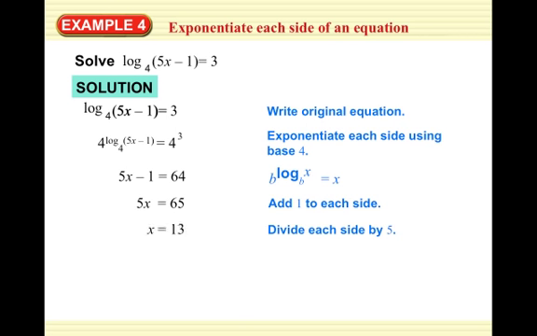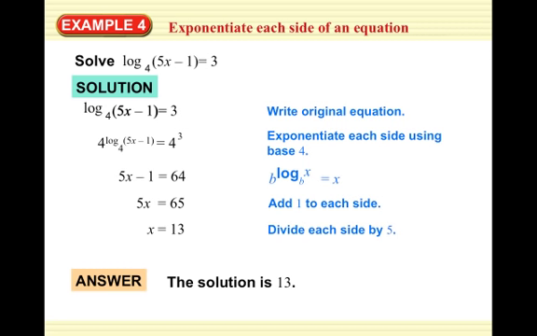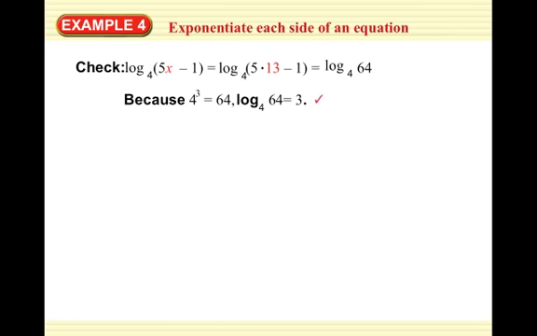Okay, we need to check this. So what are we going to do? That's right, we're going to plug in 13 for x. All right, so we're going to see that the log base 4 of 5 times 13 minus 1 equals 3. And we're just simplifying that left-hand side here. Okay, so log base 4 of 5 times 13 minus 1, 5 times 13 is 65, minus 1 is 64. So we've got the log base 4 of 64. 64 is 4 to the third power, so that simplifies to be 3. And so our solution checks.